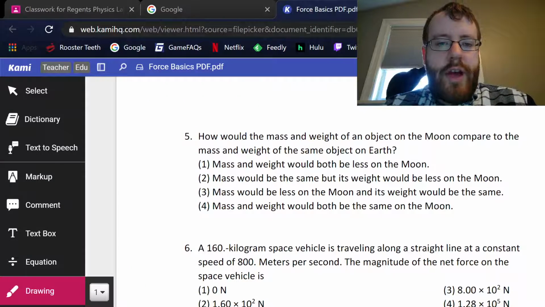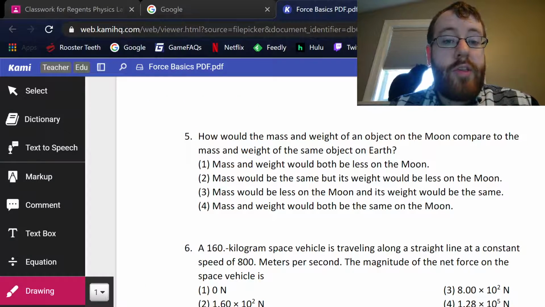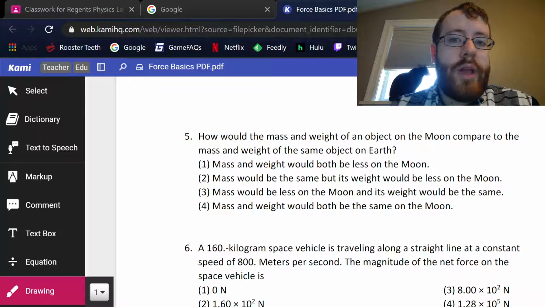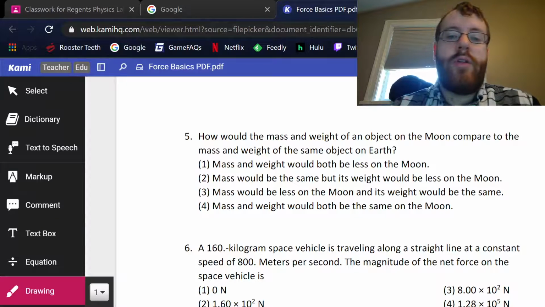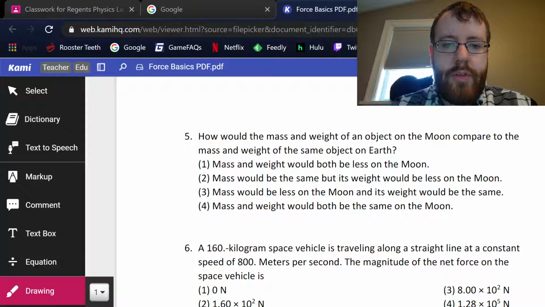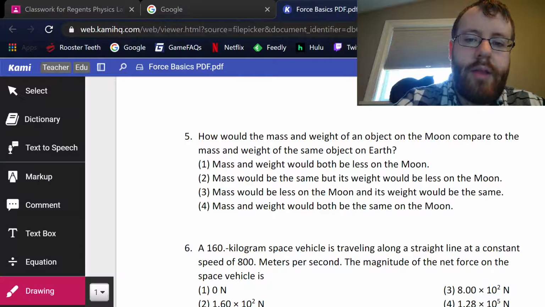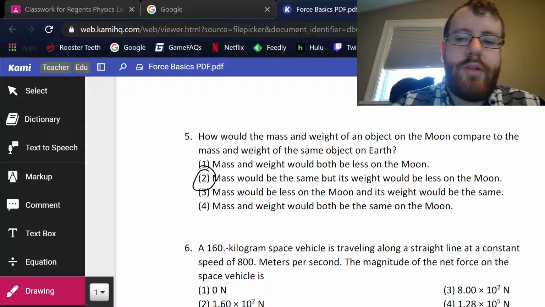Okay, 5 is another mass question. Mass is always the same no matter where you are. However, the weight changes based on gravity. The moon has less gravity than Earth. That's why they're all bouncy, if you've seen any videos of them on the moon. So the mass would be the same, but the weight would be less on the moon. That looks like choice 2.